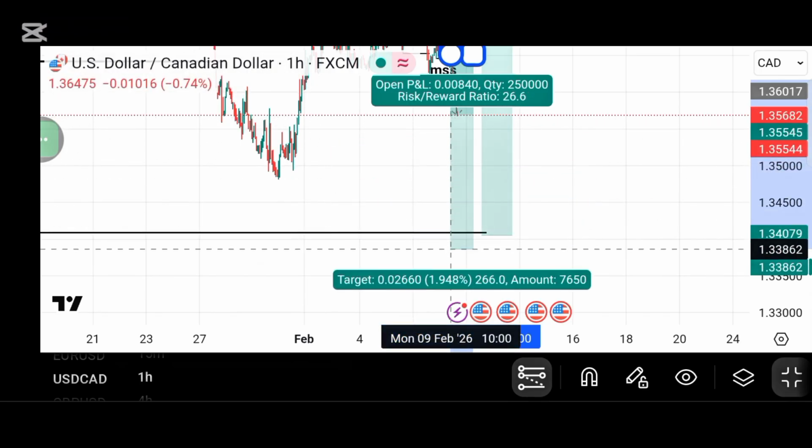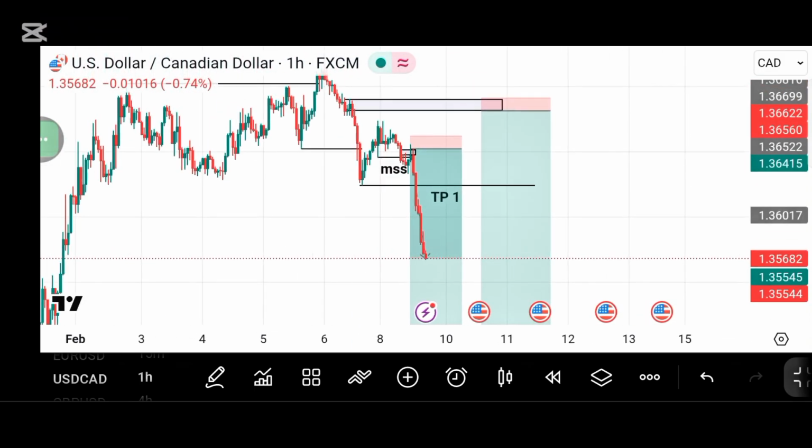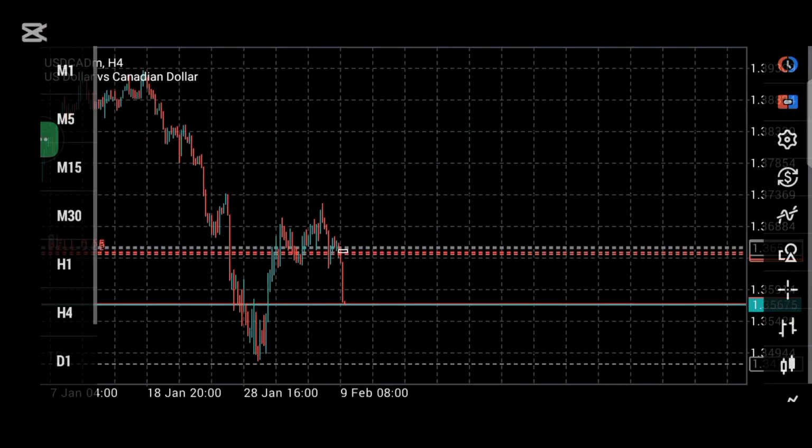This is about 9 arrows here. Although this might not be the exact entry I have on my MT5, because I entered a little bit earlier than this on the TradingView. Let me take it to the MT5. So like I said, I entered a little bit earlier.